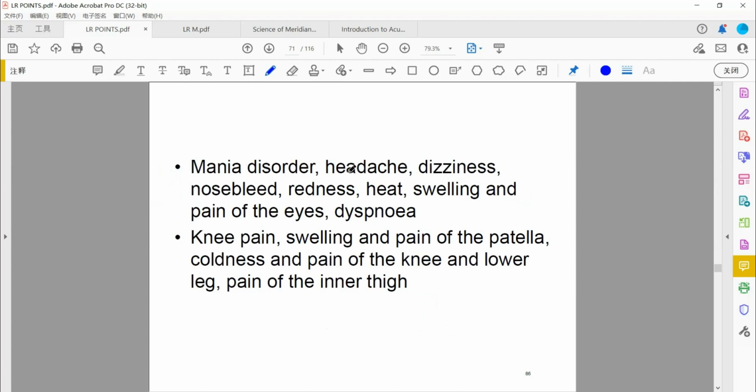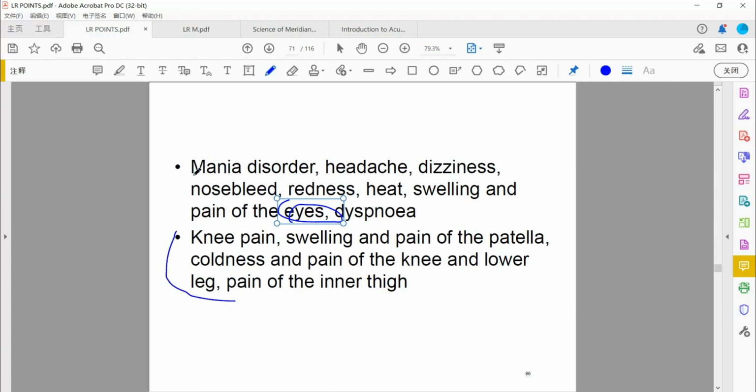Mania disorder, headache, dizziness, nosebleed, redness, heat, redness and swollen pain of the eyes, dyspnea, asthma, right? Asthma. The knee pain, swollen pain of the patella, coldness and pain of the knee and the lower leg, pain of the inner thigh. The meridian goes here.